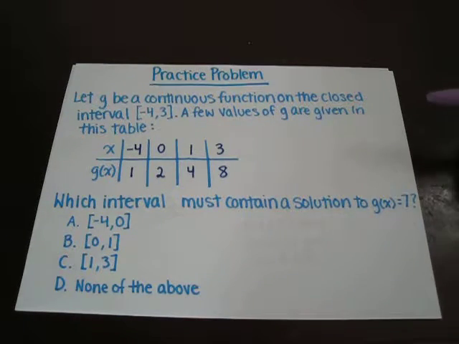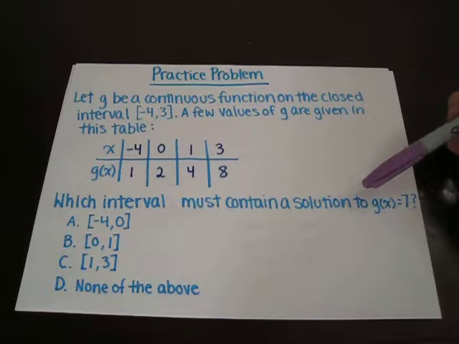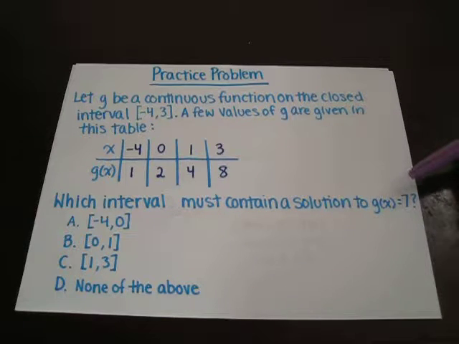And this is a different type of practice problem. So let g be a continuous function on the closed interval from -4 to 3. A few values of g are given in this table right here. Which interval must contain a solution to g of x equals 7?